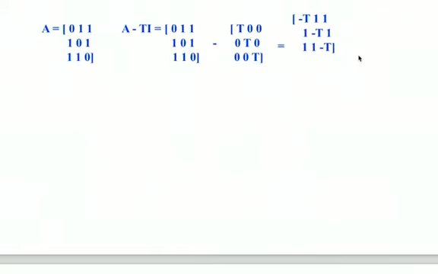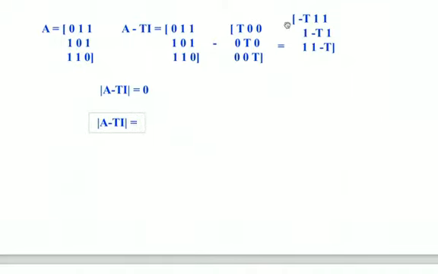Okay, let's find the determinant of A minus lambda I and equate it to 0. That is how you will get the characteristic equation, right? A minus lambda I, its determinant, made equal to 0. So let's find the determinant first, of this matrix A minus lambda I.